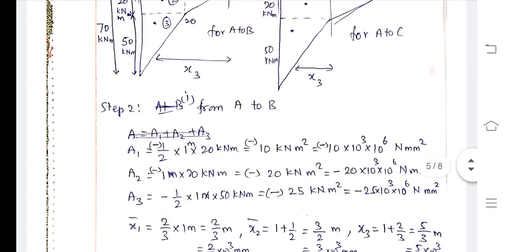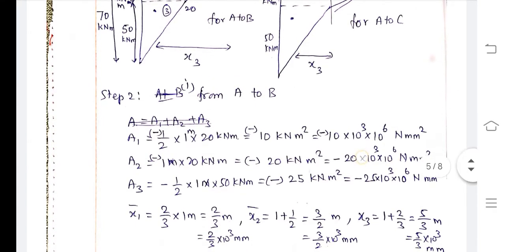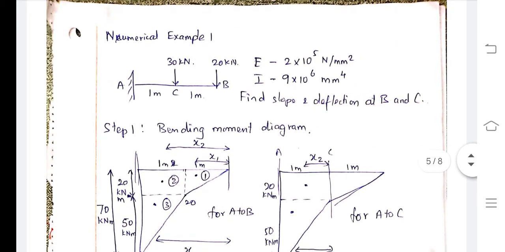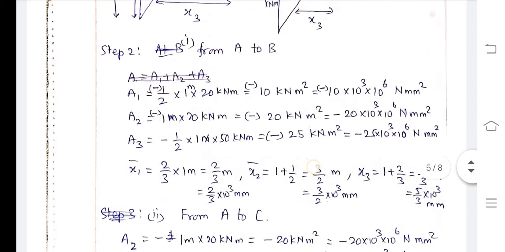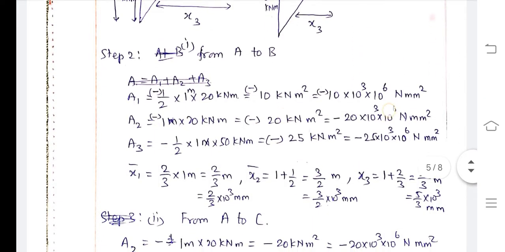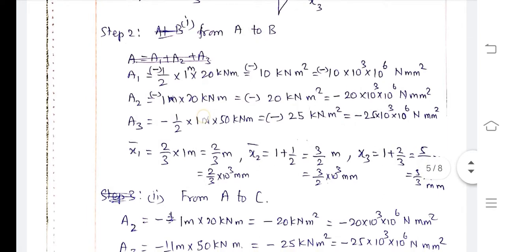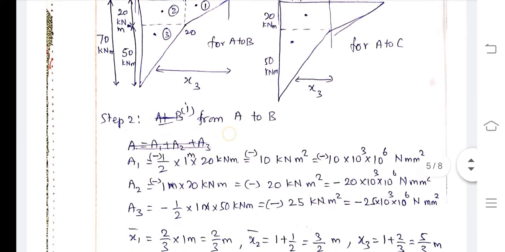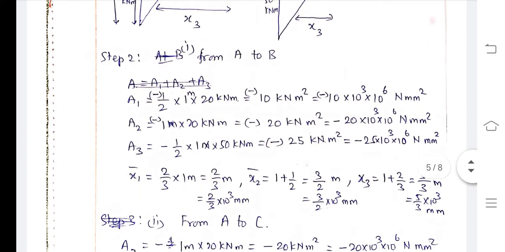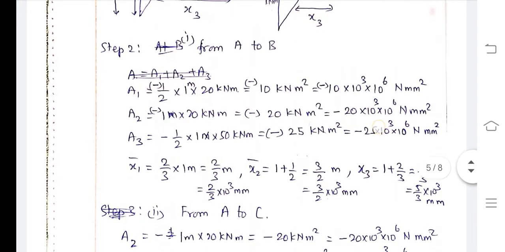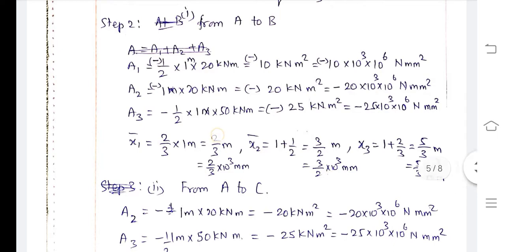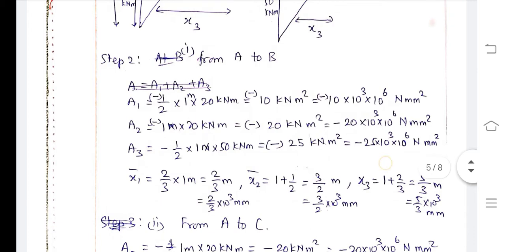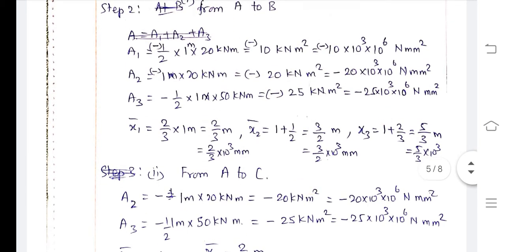I am converting this into Newton mm square. For conversion it is 10 power 3 into 10 power 6. Why? Because E and I values I have to substitute in Newton and mm, so I am converting this area also into Newton and mm. Area 2 is a rectangle, 1 into 20. You can see that it is 1 into 20. Then it will be minus 20 kilonewton meter square, conversion into 10 power 3 into 10 power 6. Then area 3 is a triangle, half into base into height, minus 25 into 10 power 3 into 10 power 6.